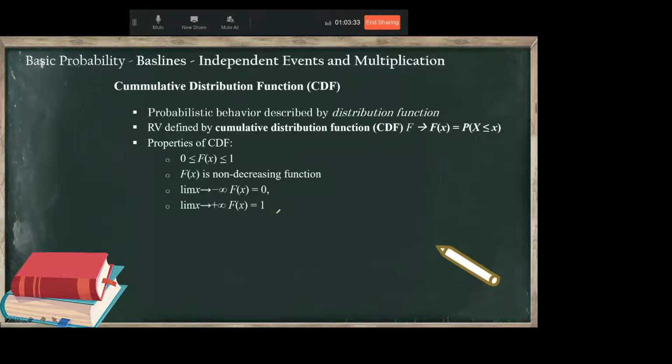But before that, there are some properties. The cumulative distribution function must lie from 0 to 1 because it's adding up, and the last one is the sum of the probabilities, which is 1. And it's non-decreasing because it keeps increasing, as we know. It keeps increasing, right? So it's going upward. So it's a non-decreasing function.